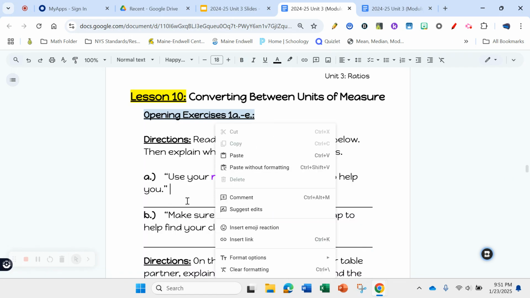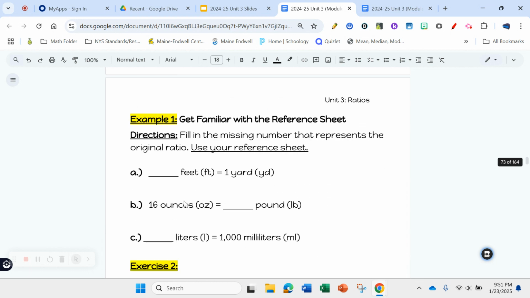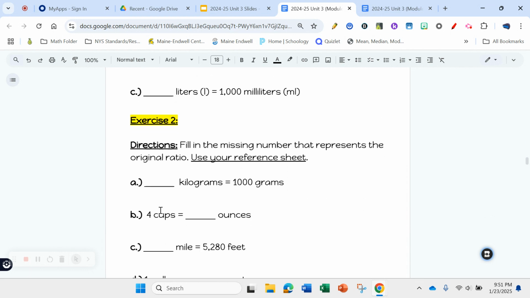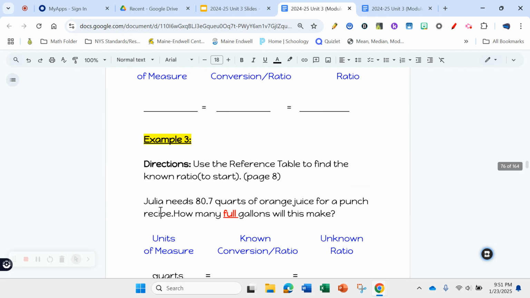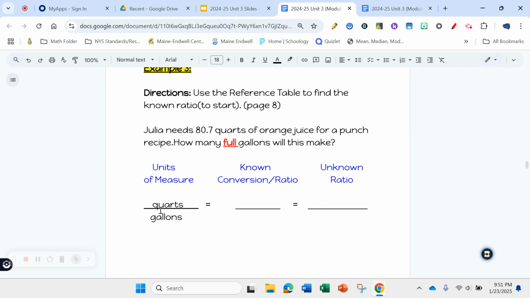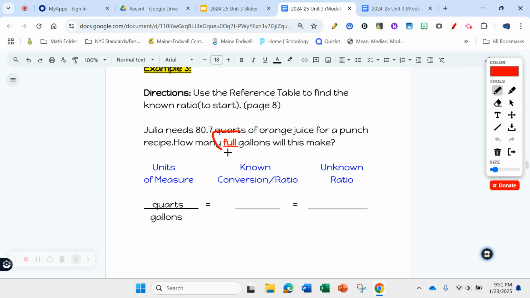Okay, so if we look here on page 76, I cannot wait for a touchscreen. Chromebook again. It says, page 76, example 3, Julia needs 80.7 quarts of orange juice for a punch recipe. How many full gallons will this make? What this is telling me is I'm probably going to have a remainder or a leftover. That's why it's asking how many full gallons.